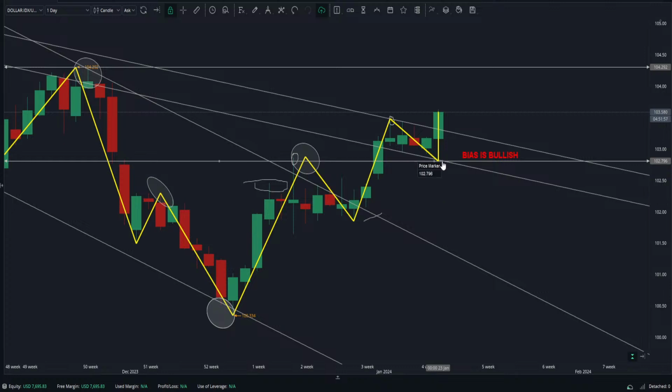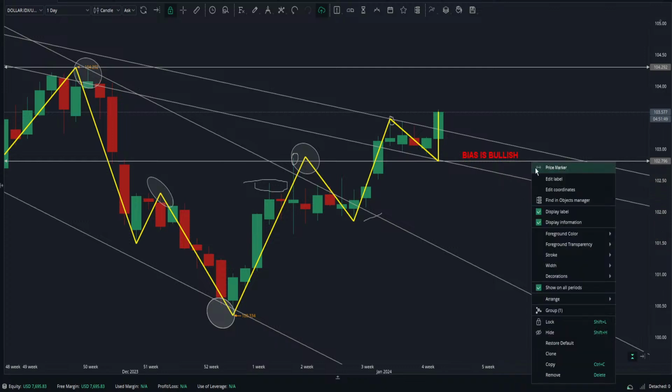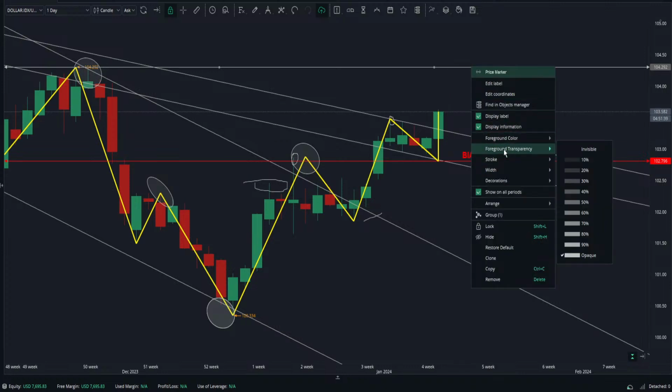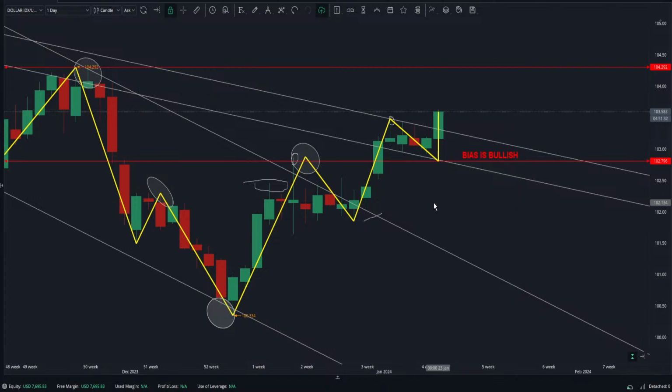If the price breaks below this, then the market bias will be bearish, and then we start selling this market. But right now it is bullish. 102.79 is the place that you want to keep an eye on, and on the higher side the resistance is here. Okay, so these are the two important levels for us to keep an eye on.